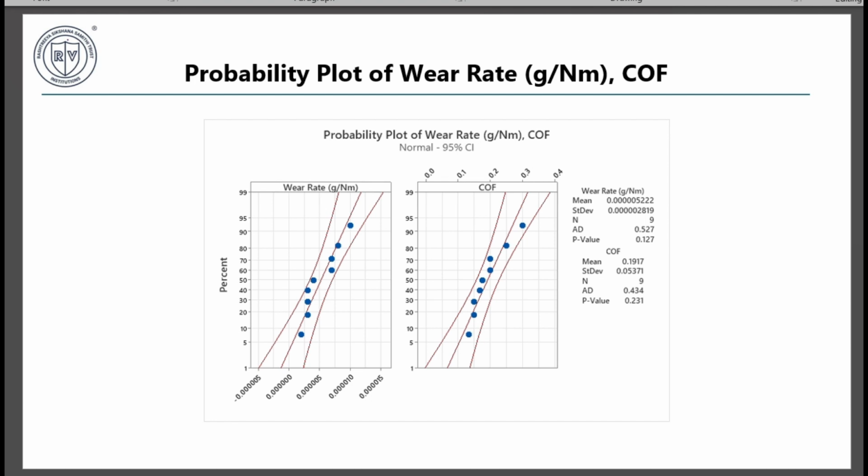And finally, this is the probability plot of wear and coefficient of friction. Both have been shown here. Mean for wear rate is 5.2 × 10^-6, and standard deviation is 2.8 × 10^-6. P value for the same is 0.127, and for coefficient of friction, mean is 0.1917, and standard deviation is 0.053. P value for the same is 0.231.